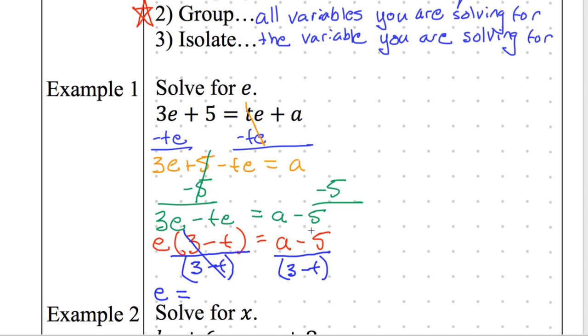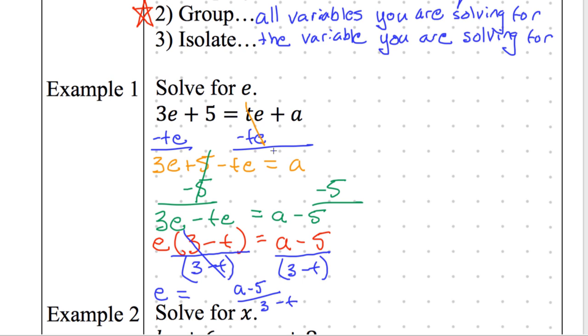And on the right-hand side, you don't need to simplify this. Just rewrite this expression. It's a minus 5 divided by 3 minus t. It's that easy. It's the same steps over and over again. We group all of the symbols that we're looking for. We were looking for e's, so we grouped all of the e's on the left-hand side. Everything that was not an e, we shoved to the right-hand side.